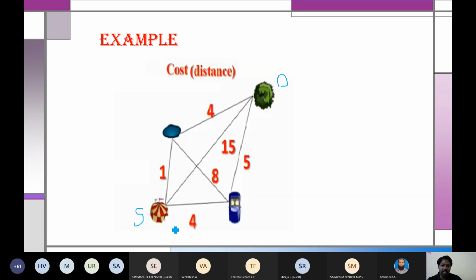So let me take this as A, this is B, this is C, and this is D. If I go from A to B, this is 15, assuming that's a distance. If I want to travel from A to B, that is 15 kilometers, centimeters, whatever it is. If I go from A to D, it is 4. D to B, it is 5. Like this. So this is the cost or distance I have from the source to the destination.